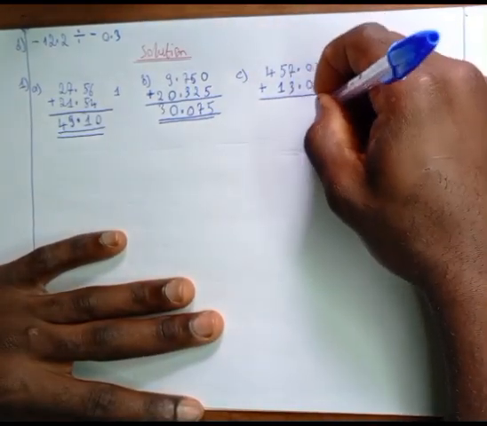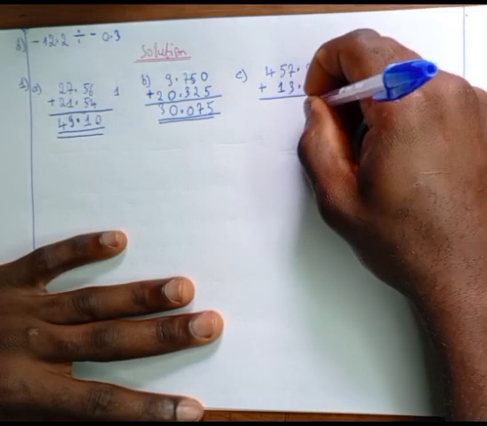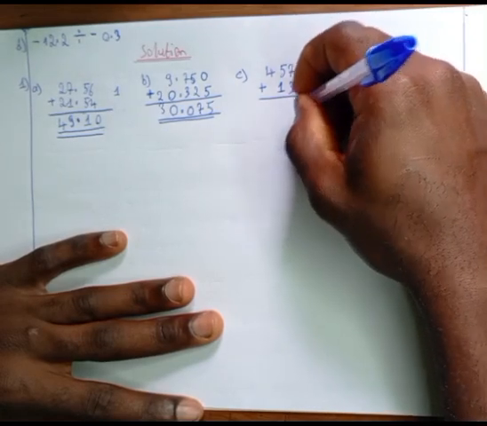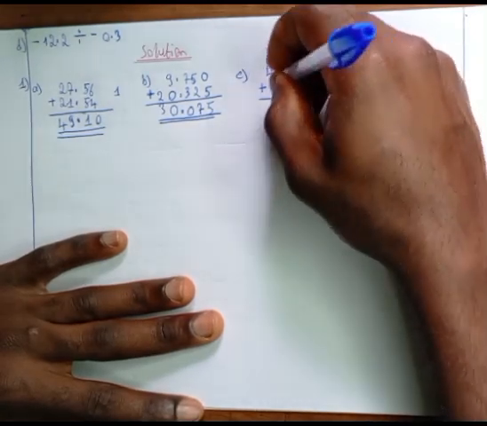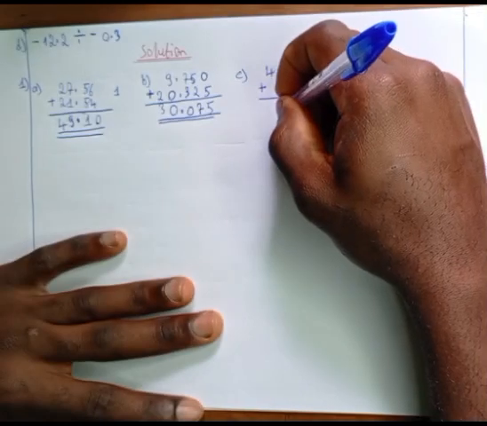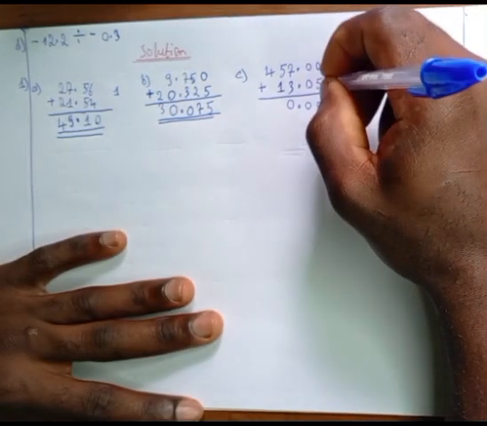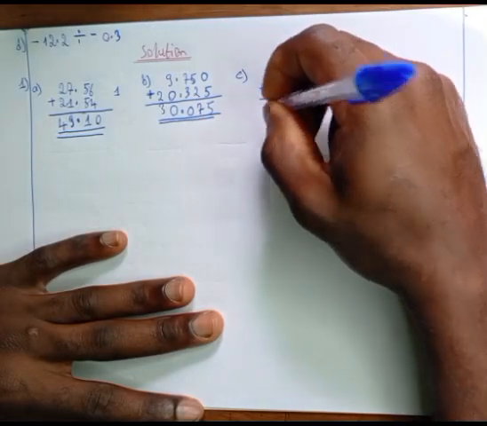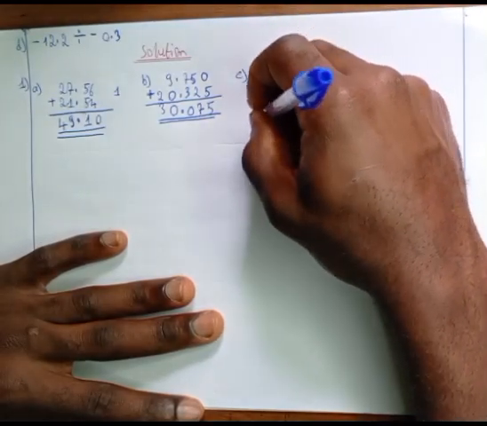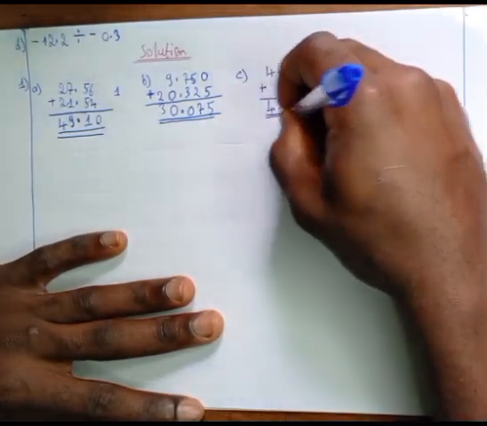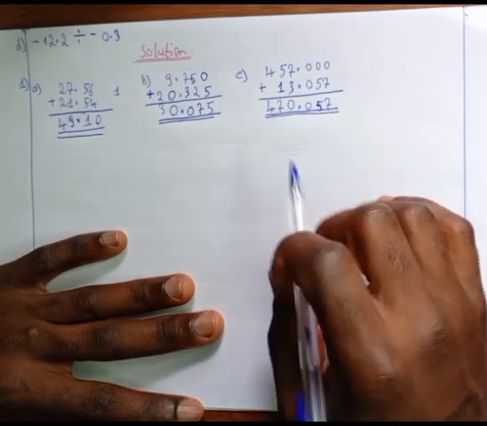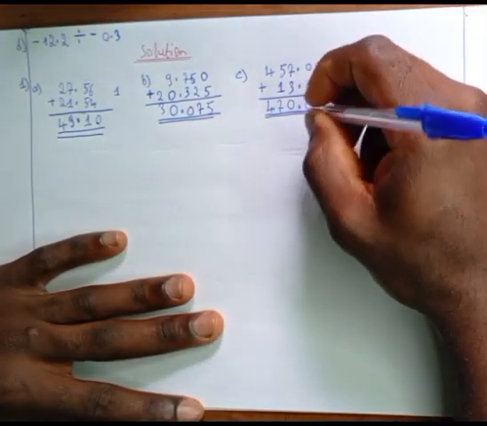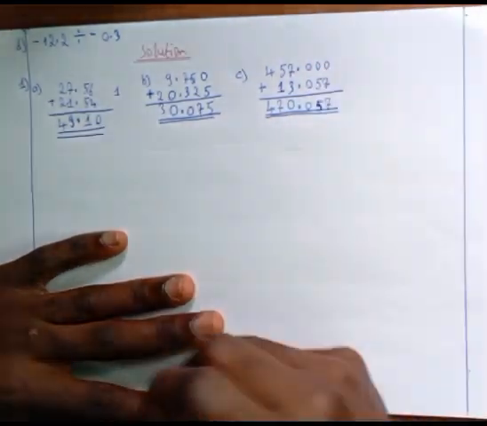Now we can add. 0 plus 7 remains 7, 0 plus 5, 5, 0 plus 0, 0. We bring down the decimal point. 7 plus 3 gives us 10. We write down 0, we carry 1. 5 plus 1 gives 6, plus 1 we carry gives 7. 4 plus nothing, 4. So our answer will be 470.057.